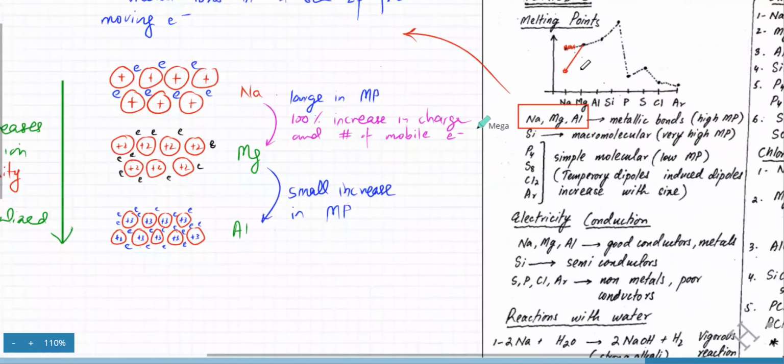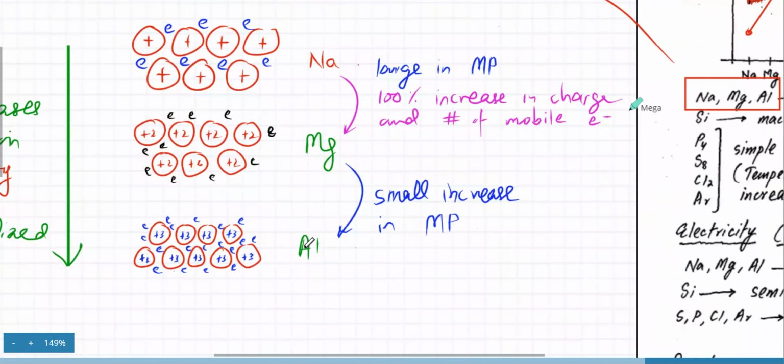But that jump doesn't occur when you move from Mg to Al. Now, when you move from Mg to Al, there is a small increase in melting point, a relatively small increase in melting point compared to the above.